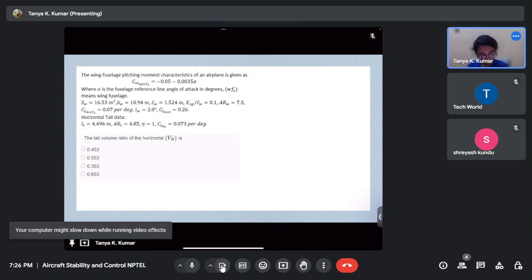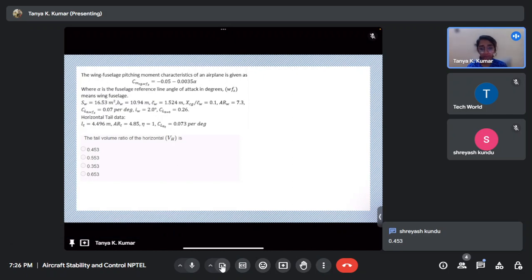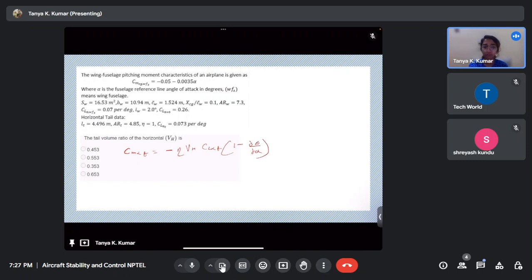Let's look into this. So VH, the usual that we have, 0.453. Okay. Usual formula that we have is ST LT by S into C. So we don't have those quantities here with us. So what do we do? We take the horizontal contribution of tail towards Cm alpha. So that is Cm alpha of the tail. What is the formula? It is minus eta VH Cl alpha tail into 1 minus dou epsilon by dou alpha. This is the formula. Okay, so do we have these terms?